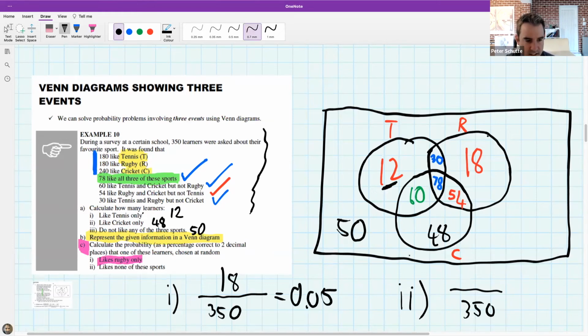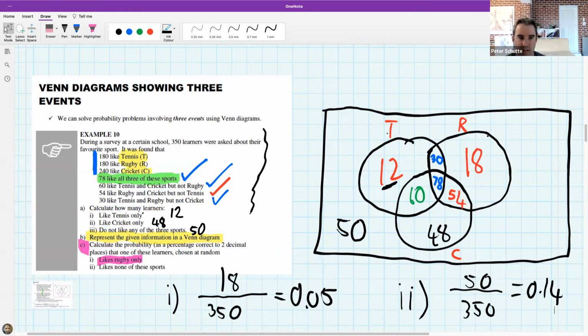And then what is the second one? Likes none of the sports. It's going to be, pop that in the chat, 0.14. And so you can see that it's more likely that someone will like none of the sports than will like only rugby, because there's a 14% chance they'll like nothing and a 5% chance that they will like only rugby.